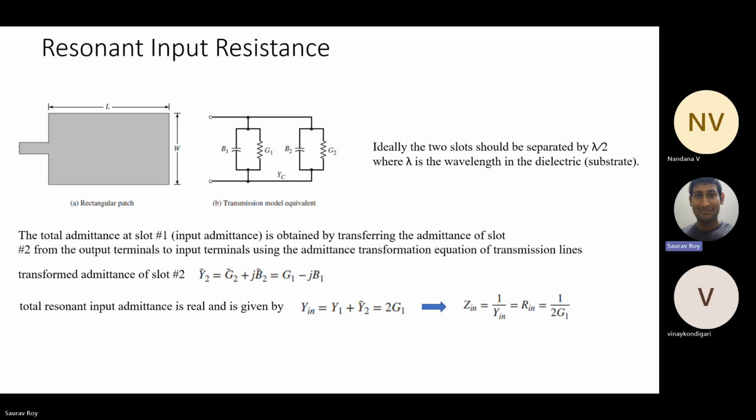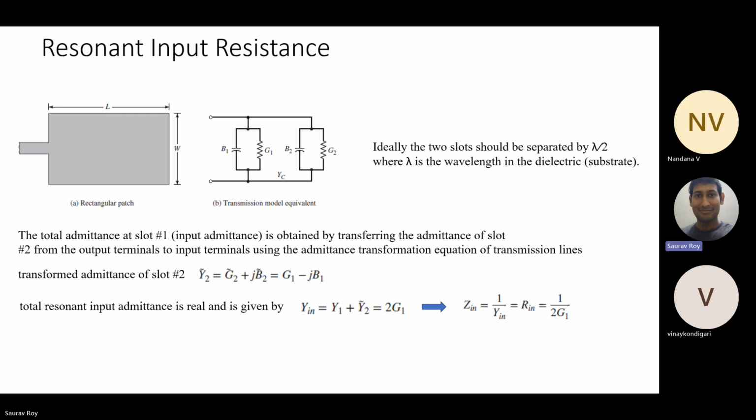So that's why it becomes G1 minus jB2. The susceptance becomes opposite, negative. Because of lambda by 2, if you see the transmission line, Zin equals jBL. We had a formula for the transmission line, right? Input resistance. If you look into it, it will become like this.